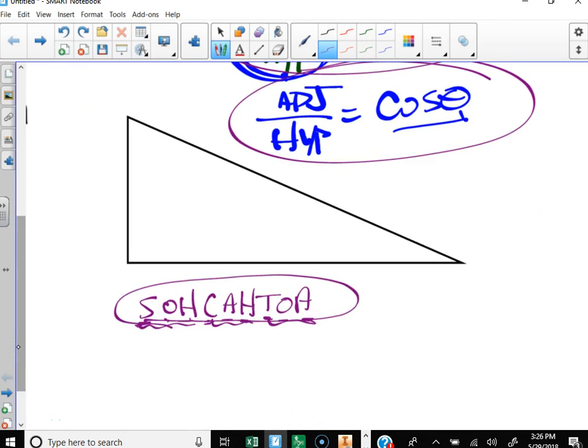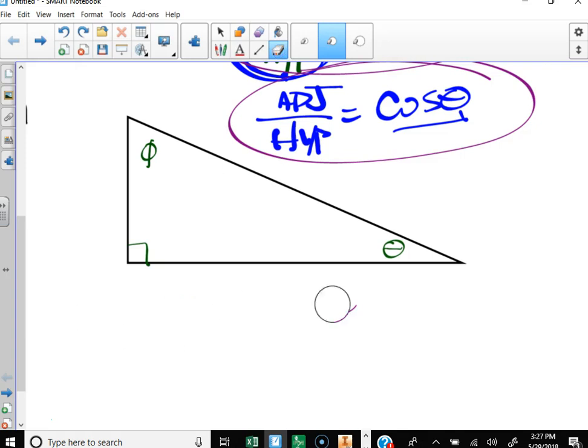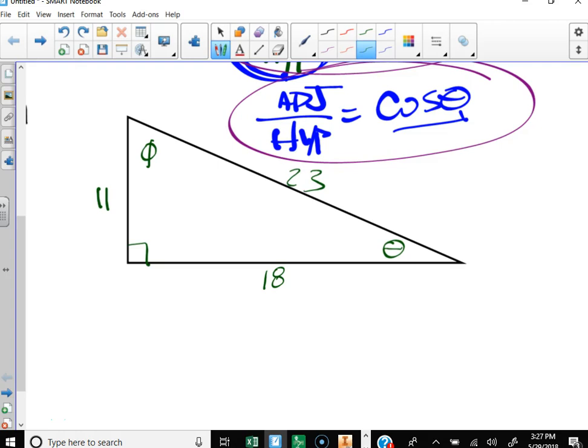Now, try the homework problems. They're going to look something like this. I'm going to give you, say, for example, here's a right triangle. We're going to call that phi, and this theta, and I'm going to make up some numbers here. So I'm not guaranteeing, if you were to measure these, that these numbers would be correct, but I'm just going to make them up. So let's say this is, we can do letters, we can do numbers. We'll do numbers first. Let's say this is 18, this is 11, and this is 23. There we go. So I don't have to simplify.